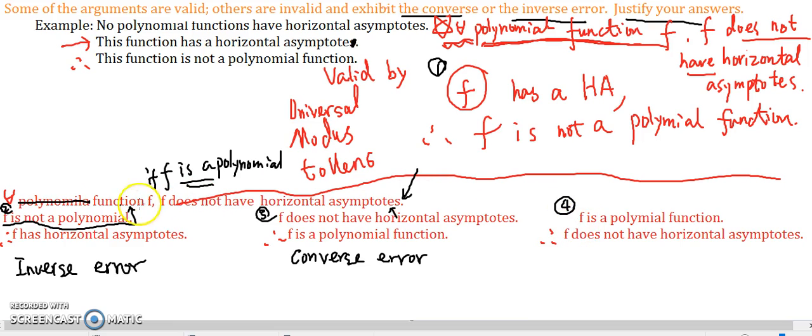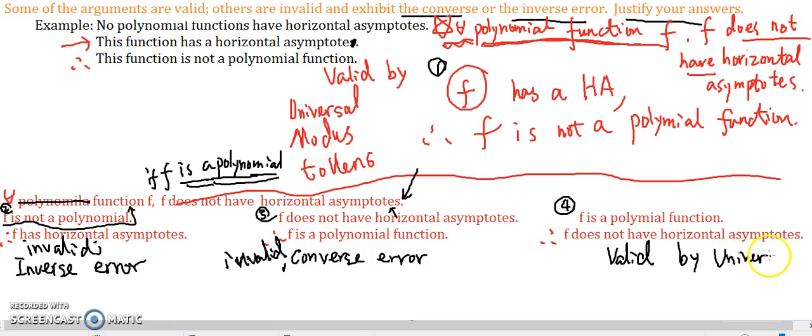And the last one, again, we use the same premise. For any function f, if f is a polynomial, then f does not have horizontal asymptotes. F is a polynomial function. Therefore, f does not have horizontal asymptotes. So if it meets the condition, then we will definitely have the conclusion. So this is a valid argument. I should put invalid here. Invalid. And it's a converse error here, an inverse error here. And this is a valid argument. That's by universal modus ponens.